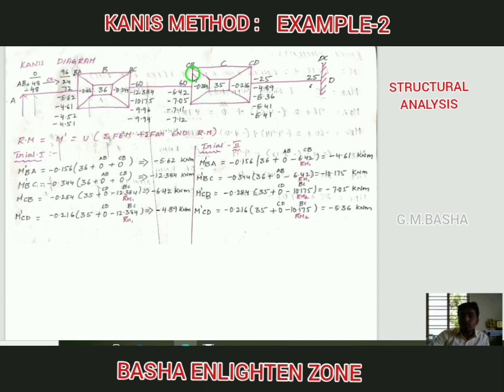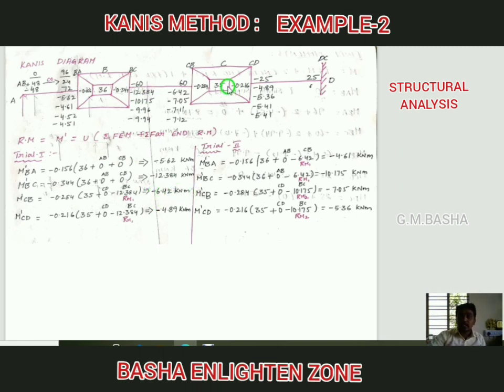Then go for rotation moment CB. See here, what is the formula? U is equal to minus 0.284, into the sum of the fixed moments, which is 35, plus, see here, for CB you already calculated the rotation moment for BC. So you write down the far end rotation moments for CB: one will be BC, another will be DC. For DC I am taking directly 0, and BC will be minus 12.384. If you simplify this, you will get minus 6.42 kilonewton meter.